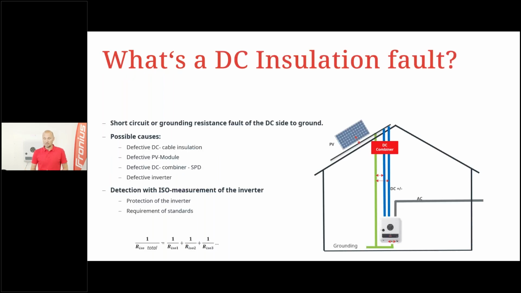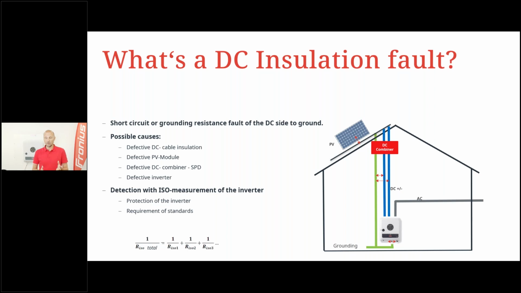Good, I would like to first explain what a DC insulation fault is. Basically, it is a short circuit or grounding resistance from the ground to plus and minus on the DC side. The possible causes are first the cable insulation, if there is any problem with the insulation of the DC cables, the PV module itself being faulty, the DC combiner box or the SPDs, and finally, of course, the inverter.